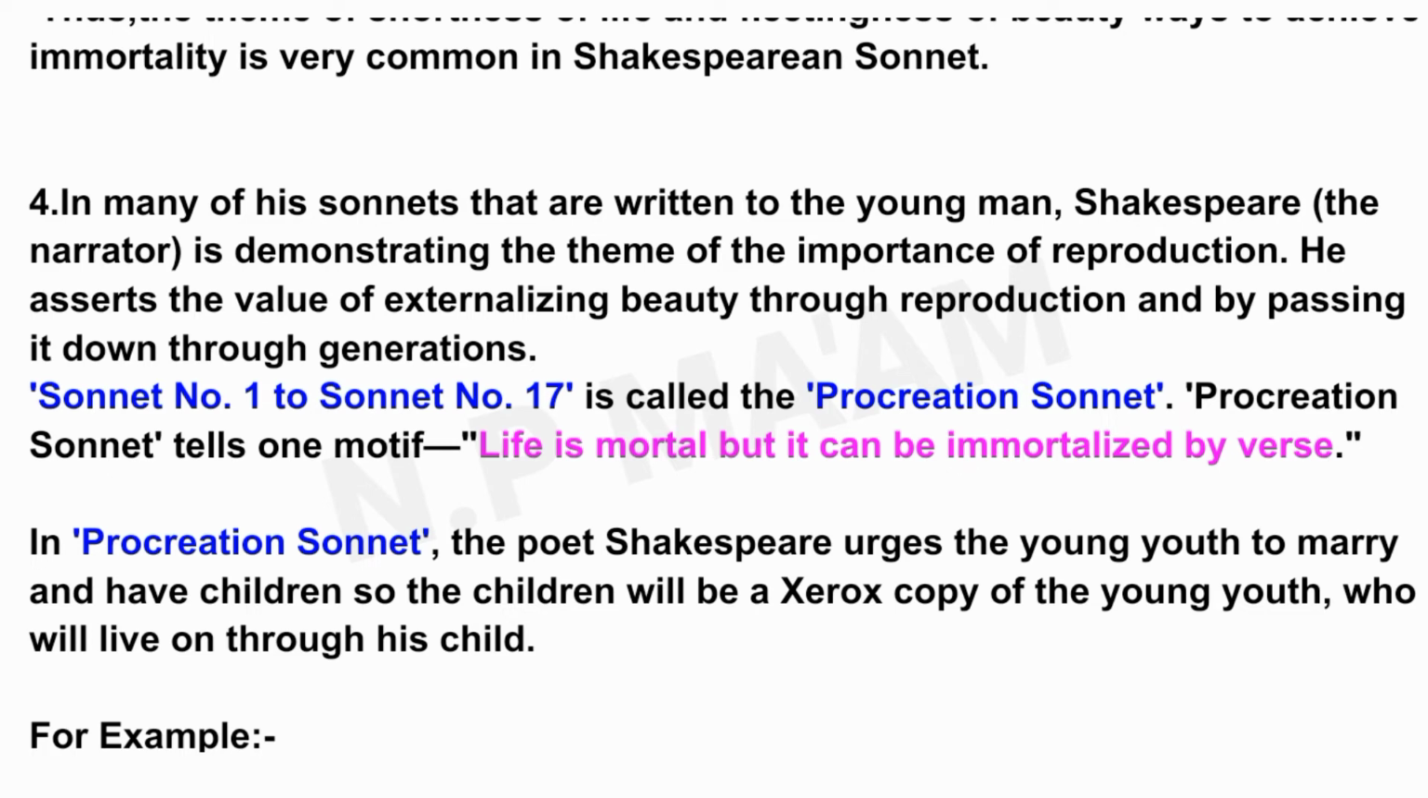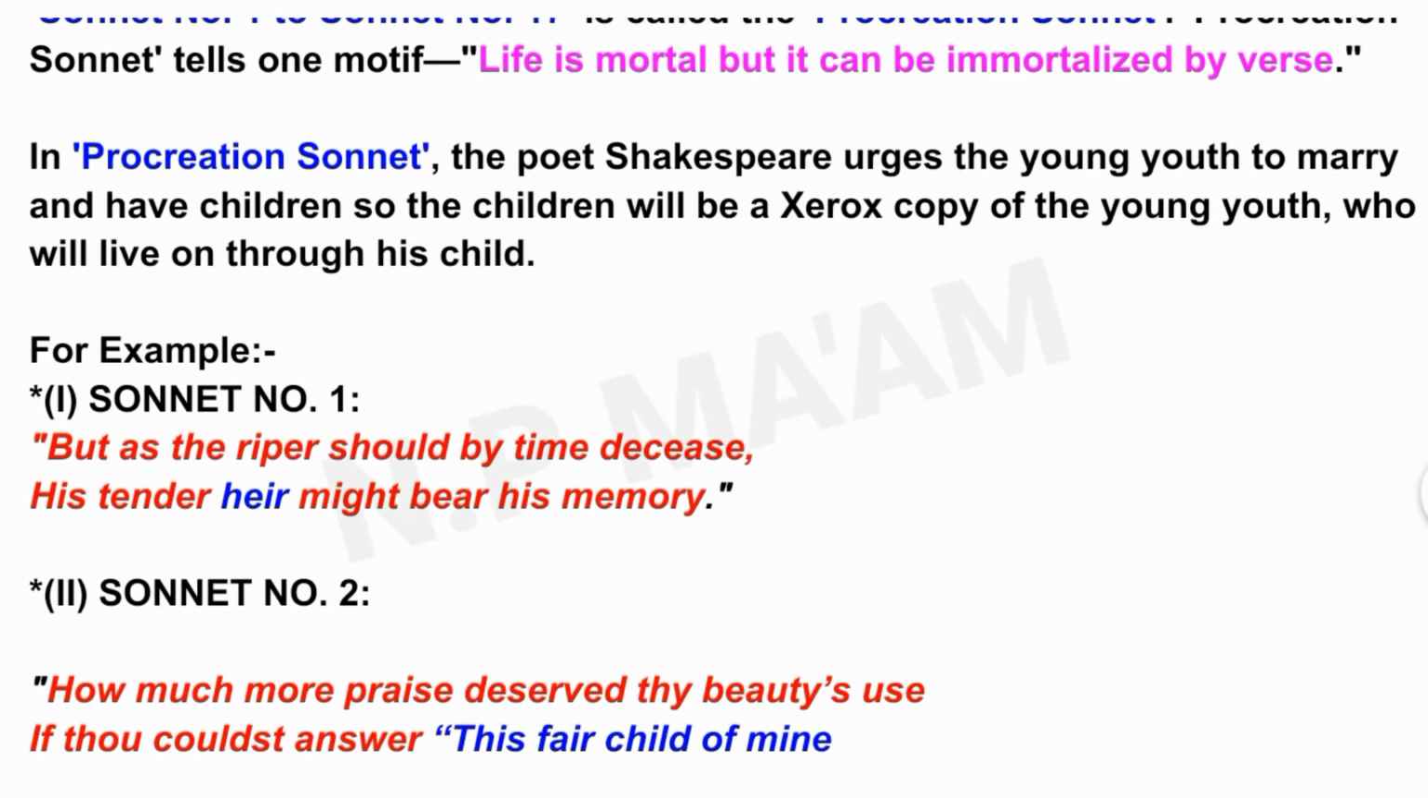To elaborate this point, some of Shakespeare's sonnets, from sonnet number 1 to sonnet number 17, have the images or theme of reproduction, meaning through having children. So sonnets 1 to 17 are called the procreation sonnets. The procreation sonnets tell one motif: life is mortal, but it can be immortalized by birth, by children.